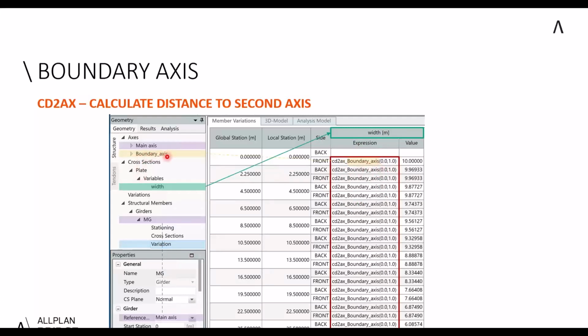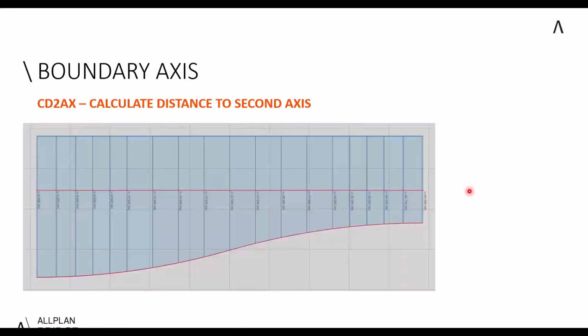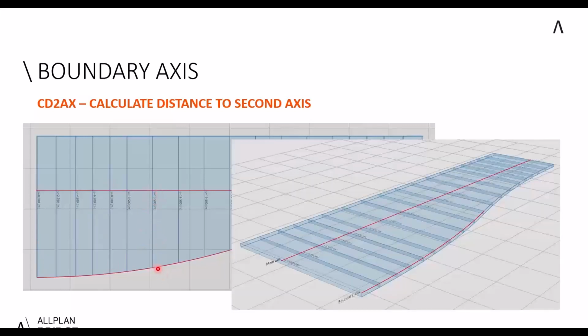You see, this is now the second axis that I've defined. And within this function, I say, now measure the distance at each station point and assign it to that variable. And in that way, the cross section always has the width exactly to the boundary axis. I will also have an example in the live demo for this. And this is the result. You see here on the left side, we have the constant width, but on the right side, the program has evaluated always the distance from the main axis to the boundary axis. And thus we have a nice varying deck slab.